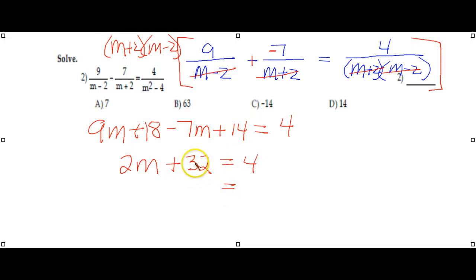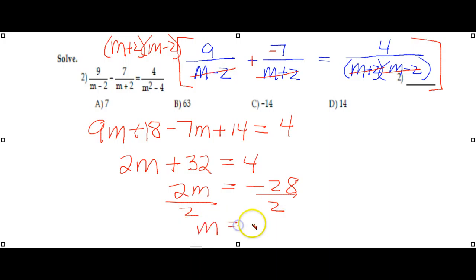We're now going to subtract 32 from both sides, and this becomes a negative 28. And we get 2m now equals a negative 28. We divide both sides by 2. We get m equals a negative 14, which is letter C, which is the answer of example 2. And this is the work to support your answer for full credit.